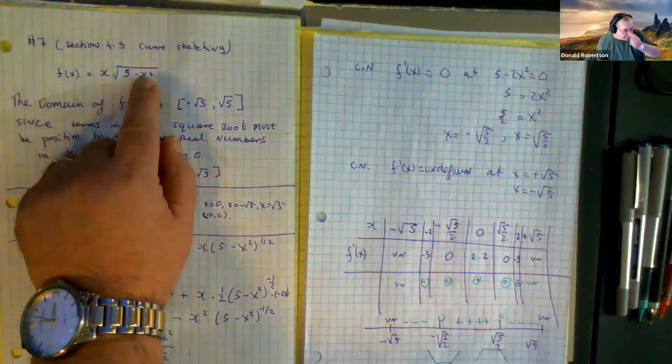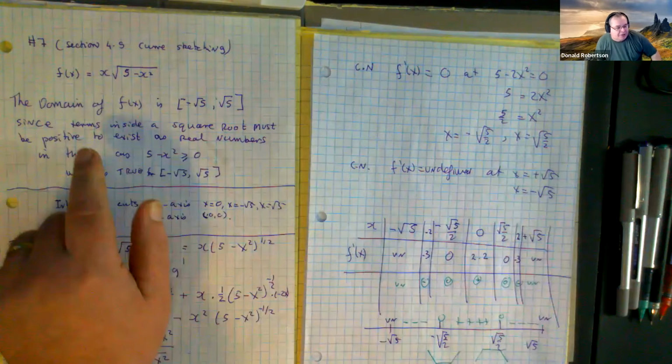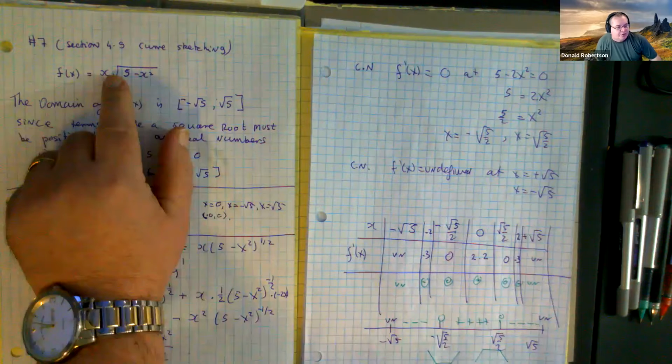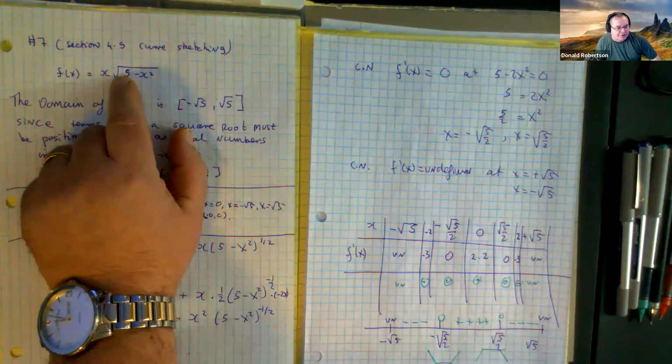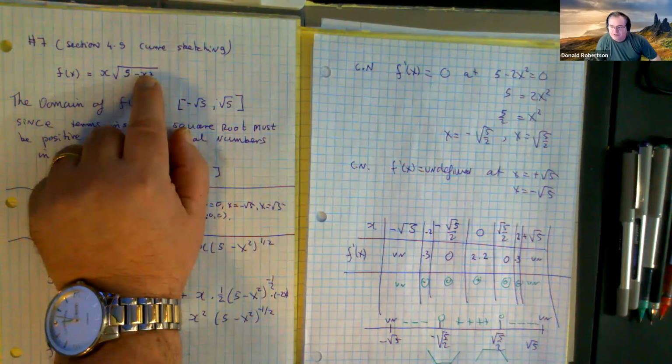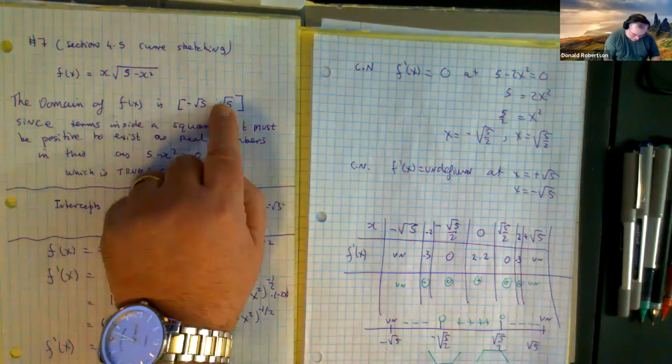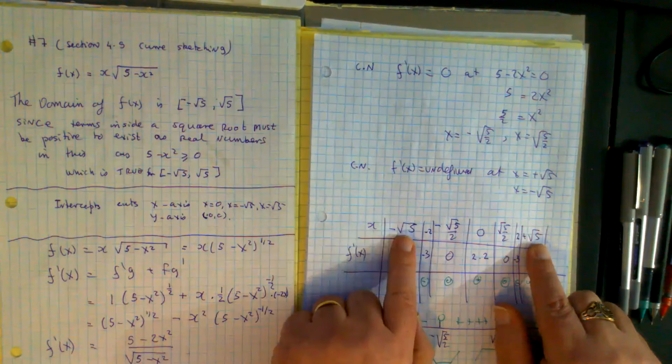There we go. Right, I added this little bit in. I kind of said it, but I didn't really write it down. This function only works when the numbers inside the square root are positive. And the range of values are -√5 to +√5. That's why our table starts at these numbers.